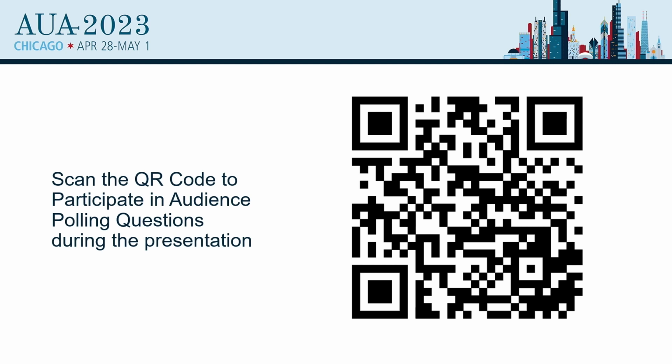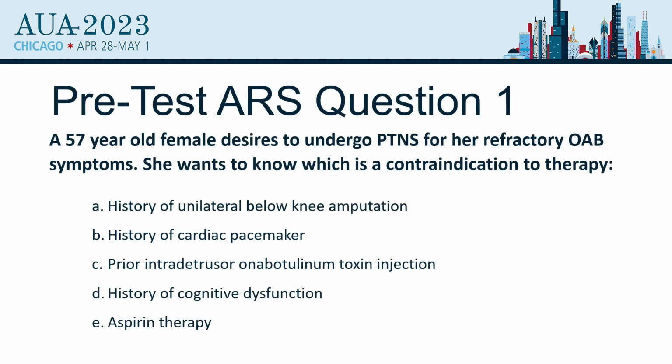Okay, here we go. Here's the first one. A 57-year-old female desires to undergo PTNS for her refractory OAB symptoms. She wants to know which is a contraindication to therapy. History of unilateral below-the-knee amputation, history of cardiac pacemaker, prior intradetrusor onabotulinum toxin injection, history of cognitive dysfunction, or aspirin therapy.